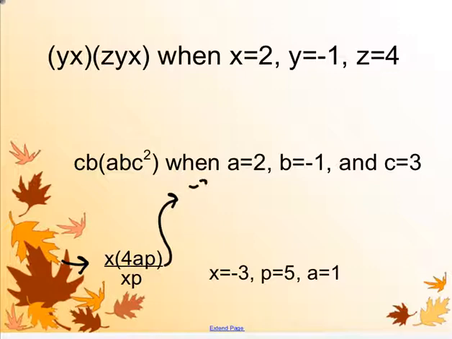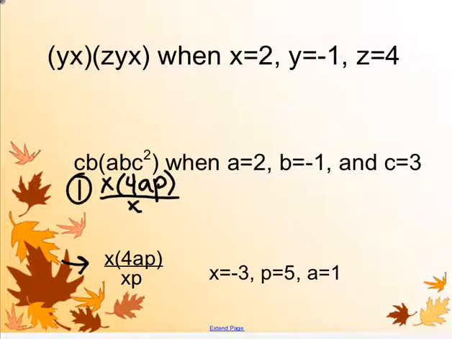So we have negative 3, just plugging in the numbers. Okay, I'll show method number 1 first, since that's how I did it on the other page. So method number 1, we would simplify the variables. And if we look at this, we can see that if we have x times 4ap over xp, well, the x's are actually going to cross out, right? X divided by x is just 1, and the p's are going to cross out as well, which means we just have 4 times 1, or 4.